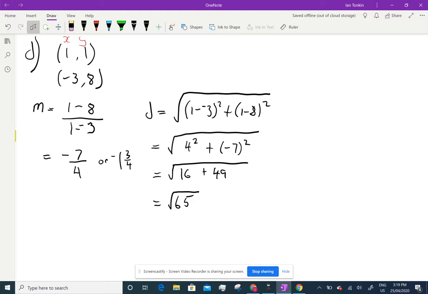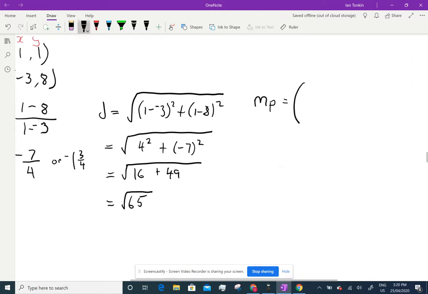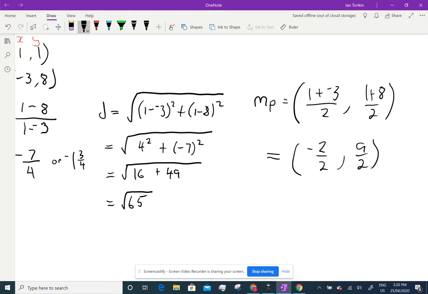All right, now the midpoint. And this is the easiest part. Add the x values, 1 plus negative 3 over 2 and 1 plus 8 over 2. What do I get? Negative 2 over 2 and 9 over 2, which gives me negative 1 and 4.5.